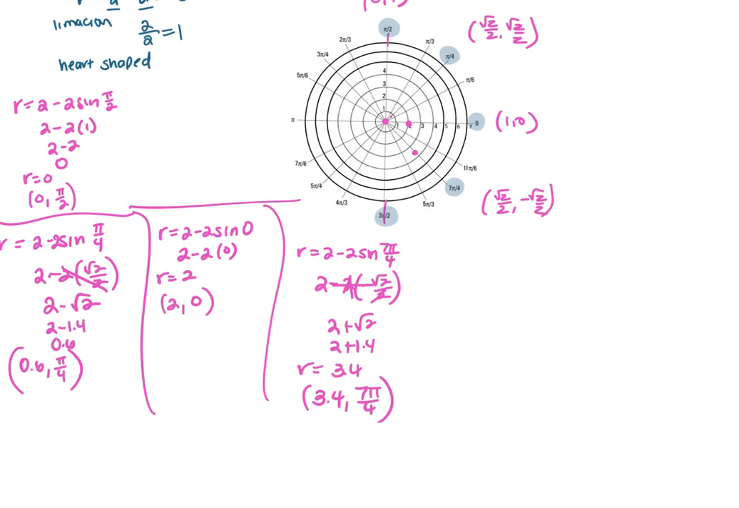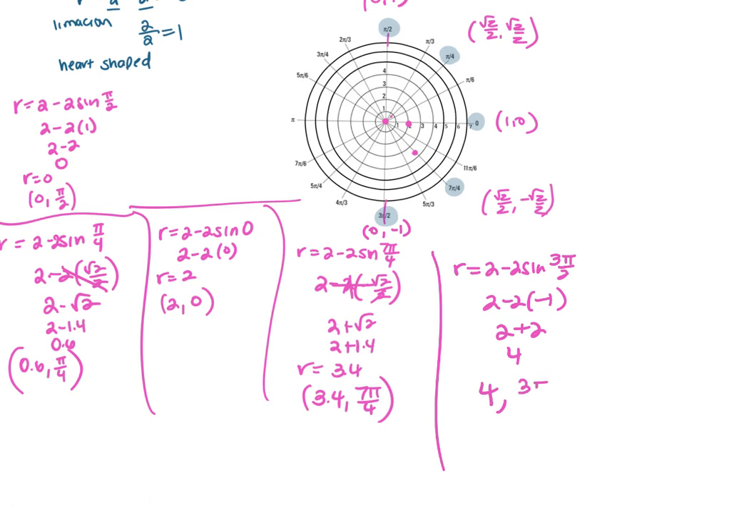And then the last one I'm going to plug in is 3 pi over 2. r equals 2 minus 2 sine 3 pi over 2. The coordinate point there is 0, negative 1. My y is negative 1. 2 plus 2 is 4. So 4, comma, 3 pi over 2.